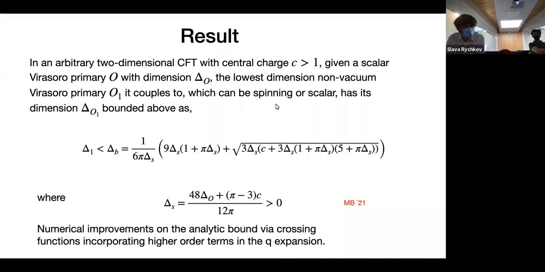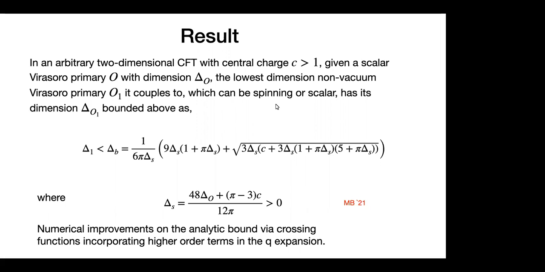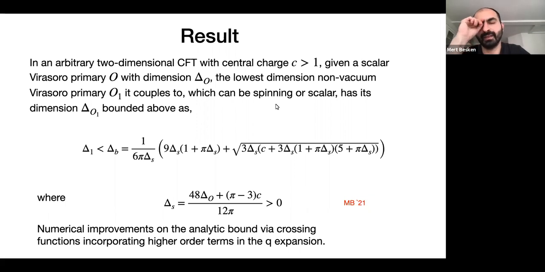And I think Mert also made a comment in answering my question that if you take delta to be like C over 8 or whatever the best modular bootstrap bound is, the resulting OPE bound is like in the black hole threshold. I need to double check that, but yeah, it should be.